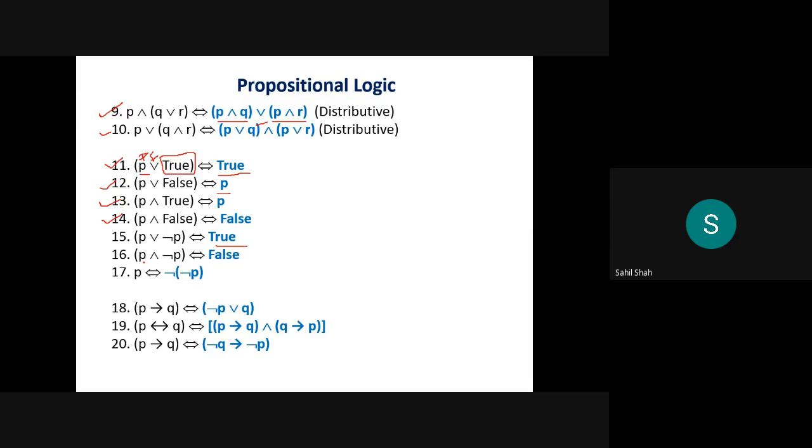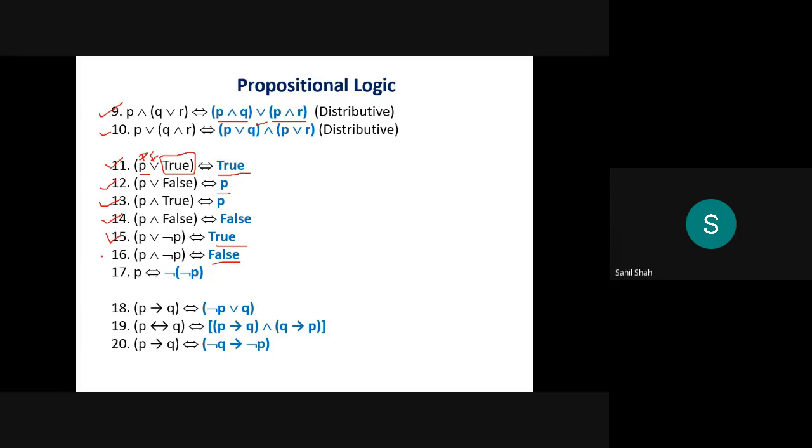That will not hold for conjunction. In case of conjunction, the final result will be false. If P is T, its negation will be false, so what is T conjunction false? It will be false. If P is false, its negation is true. False conjunction true, the result is false. So laws 15 and 16 are covered.